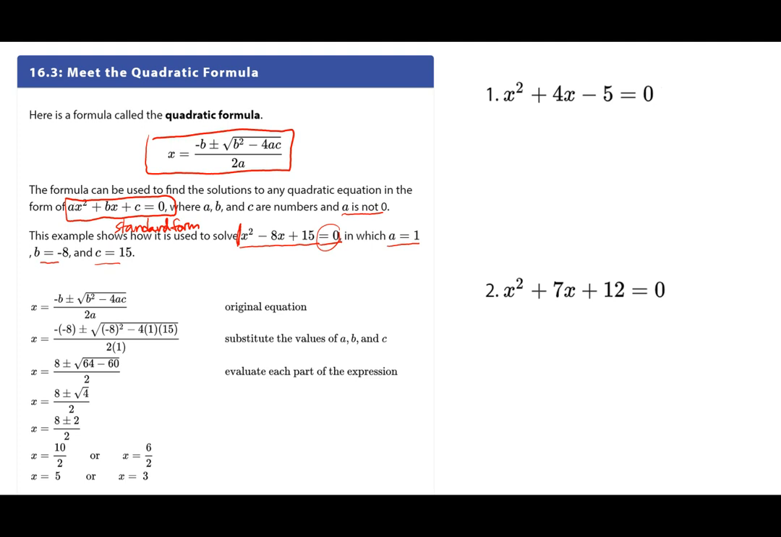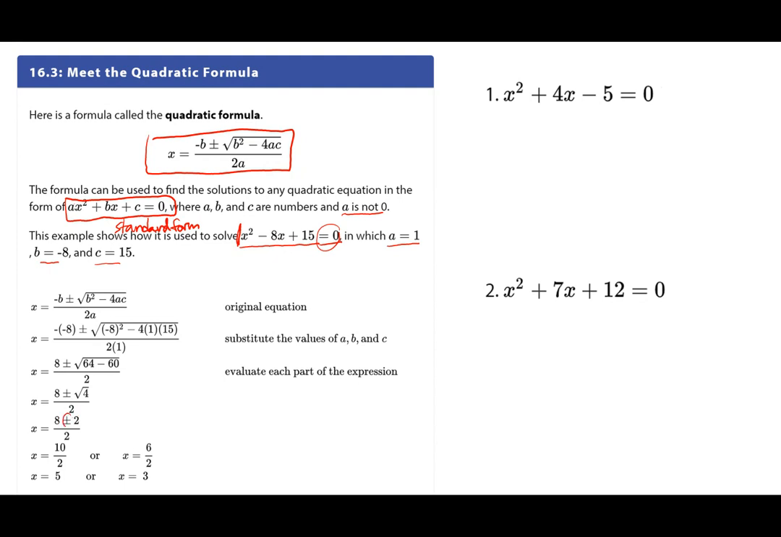When we start simplifying this, the opposite of negative 8 is positive 8. Negative 8 squared, so the parentheses include the minus sign here. So negative 8 times negative 8 is 64. 4 times 1 times 15 is 60. So we have the square root of 64 minus 60. So our solutions now are x equals 8 plus or minus the square root of 4 over 2. And once we start simplifying, the square root of 4 is equal to 2.